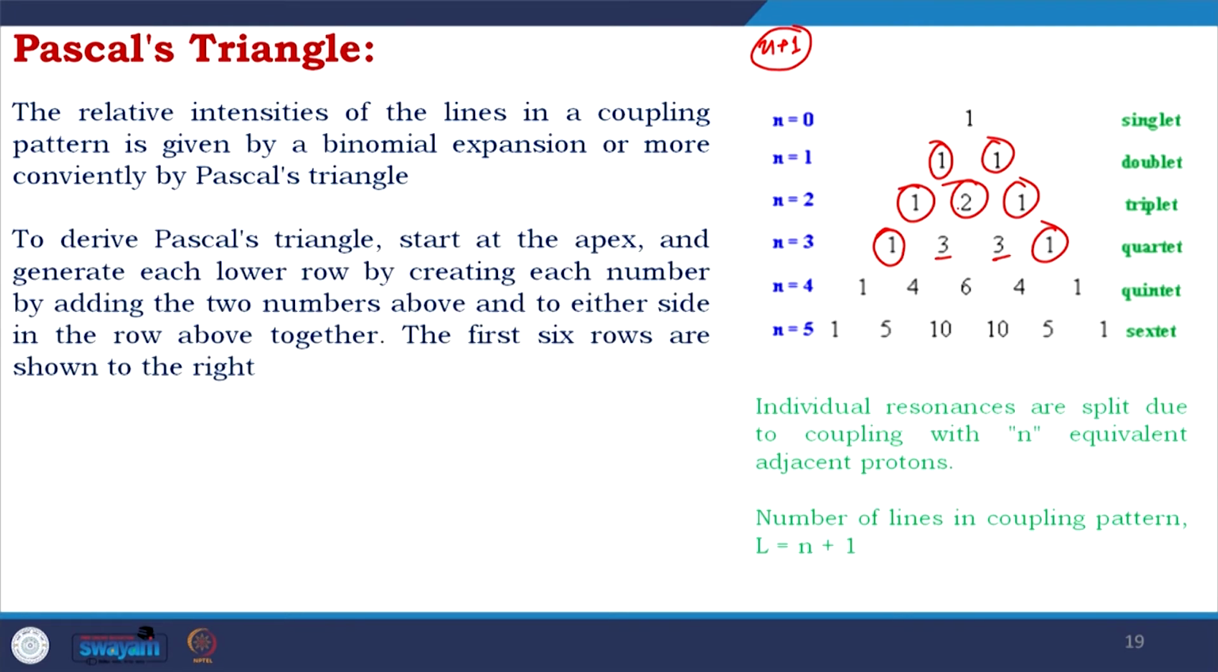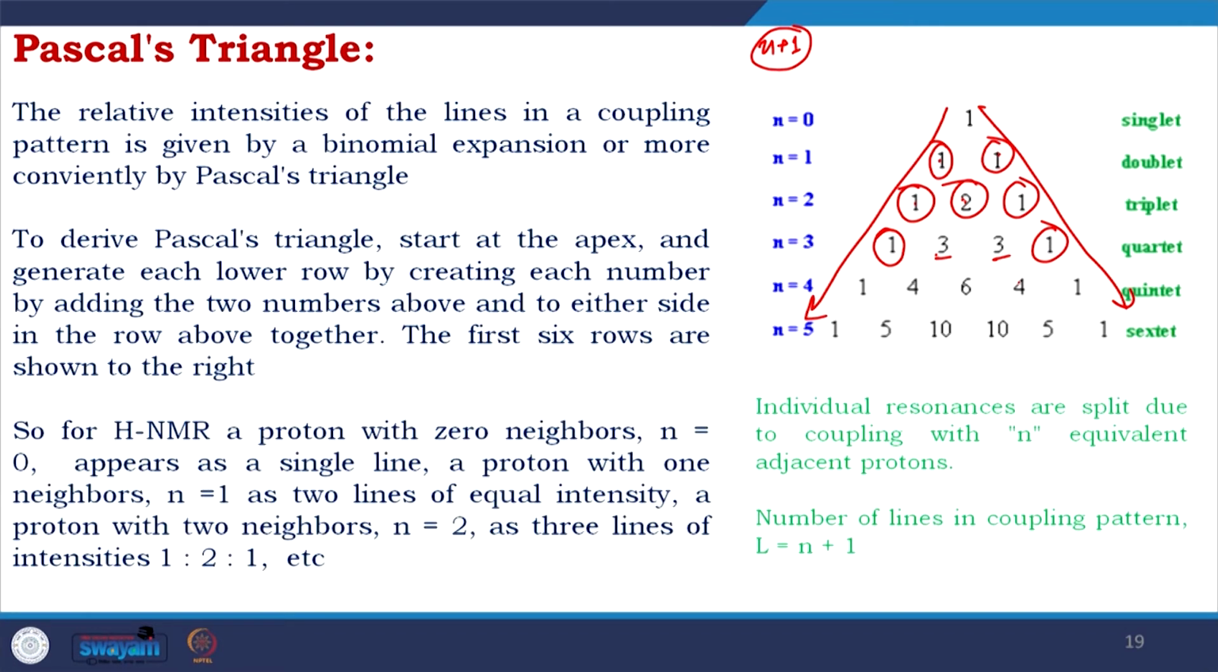To derive Pascal's triangle, start at the apex and generate each lower row by creating each number by adding the two numbers above and to either side in the row above together. So, what it means: 1 1 1. If you go into that, 1 1 1 1 1 1 1 1 1 1, then you have 1 plus 1 is 2. Then 1 plus 2 is 3, 1 plus 2 is 3, then 1 plus 3 is 4 and 3 plus 3 is 6, 1 plus 3 is 4, in that way.